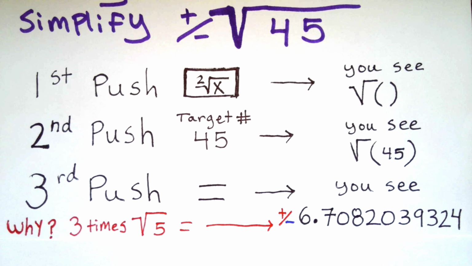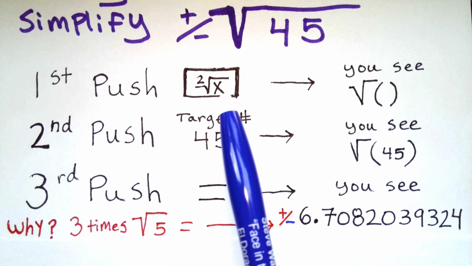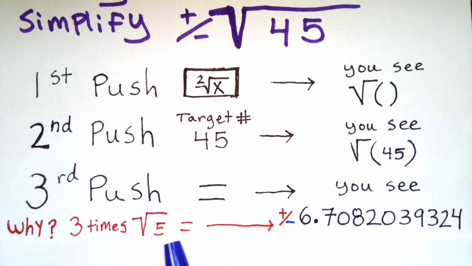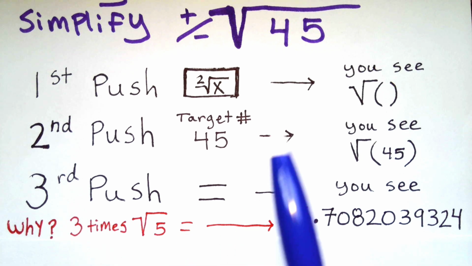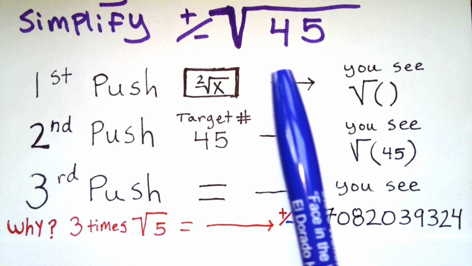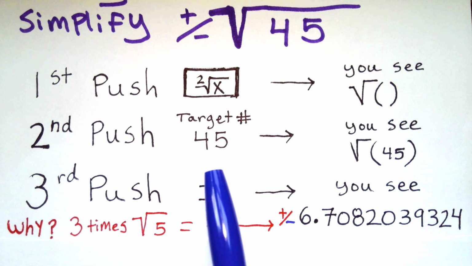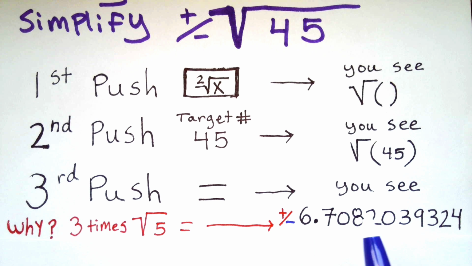Okay, so remember earlier when we simplified this manually, we came up with 3 times the square root of 5. And so if you were to take 3 times, hit the square root function, put in the target here of 5, you would end up with the same value of plus and minus 6.708203932, on and on and on. But we went to the root of the problem of 45. That was our target. And when you hit the equal sign, we got that same value.